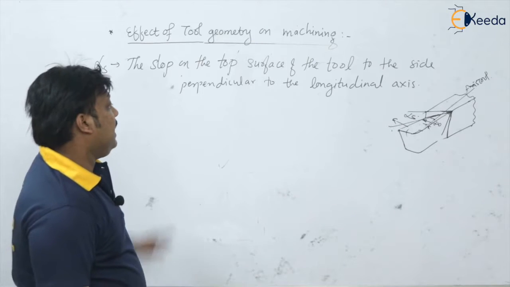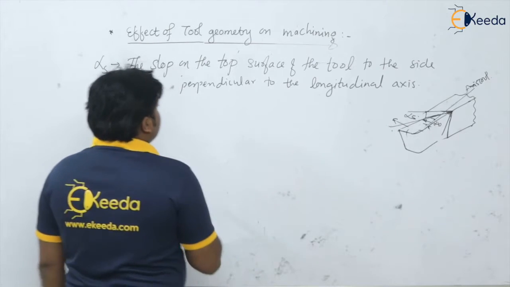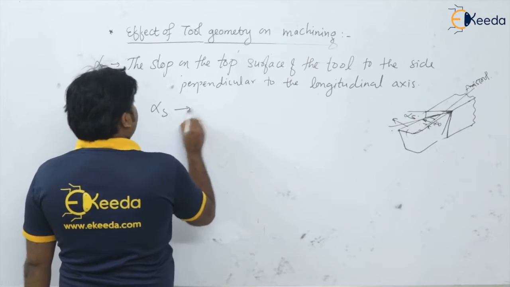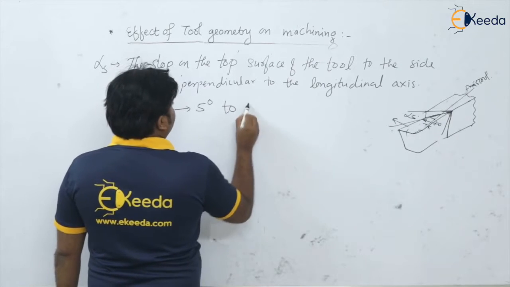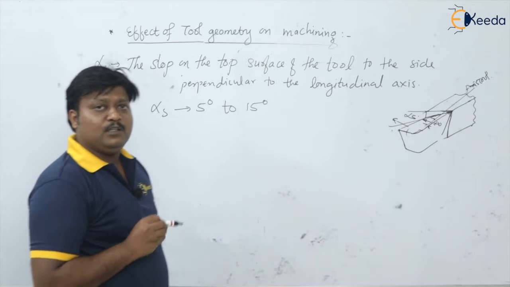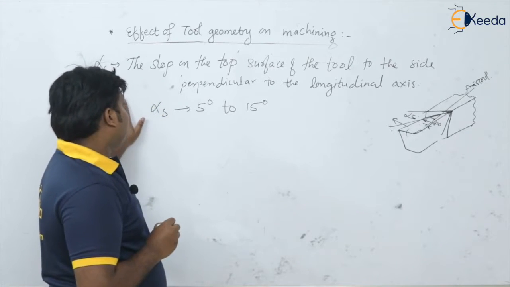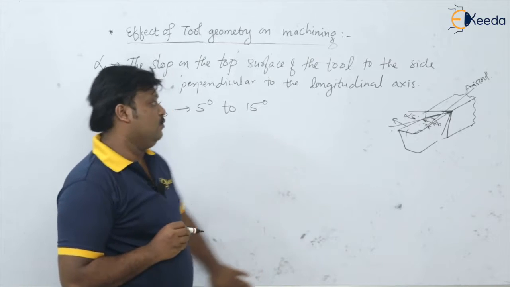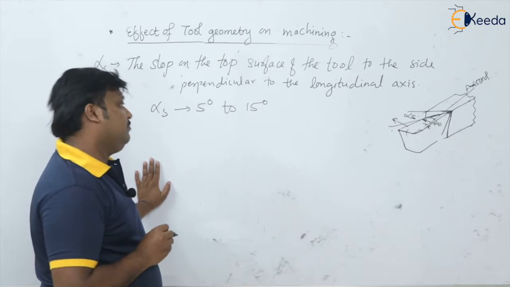So side rake angle alpha s, the value of the side rake angle is generally, please remember, from 5 degree to 15 degree. From where to where is it? It is generally taken on the positive side. Okay, value of side rake angle, how much? 5 degree to 15 degree.